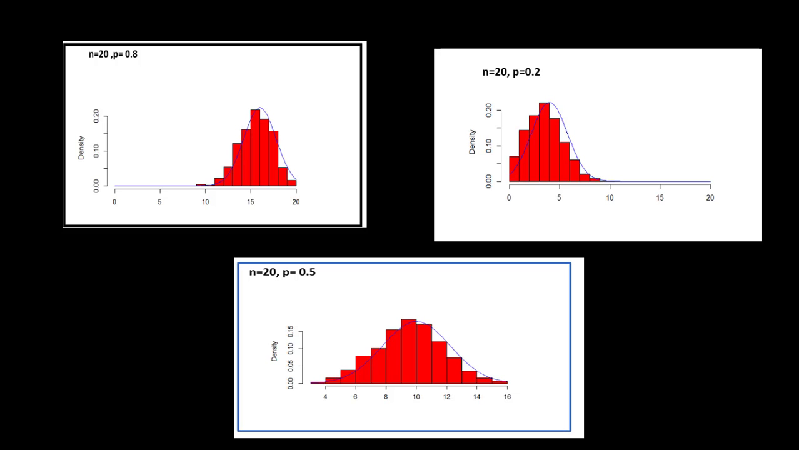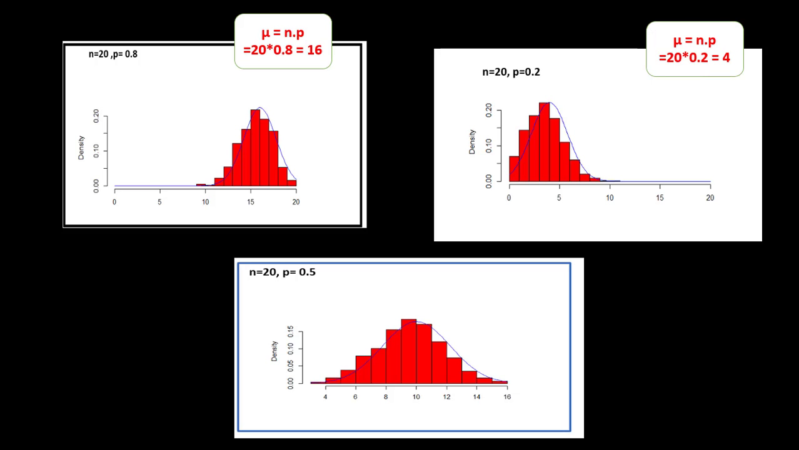So using this property we can define the concept of normal approximation of binomial distribution. Now in case of the first graph, the mean is 20 times 0.8, that is 16. In case of the second, when p is equal to 0.2, mean is 4, and in case of the third curve, the mean is 10.